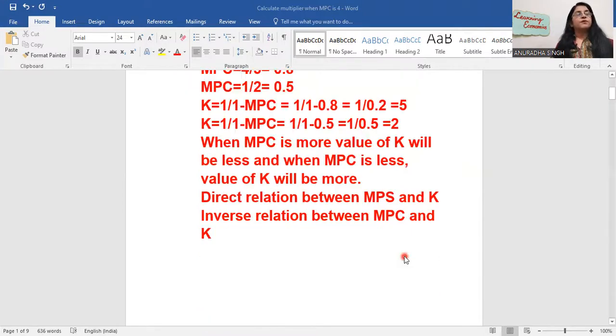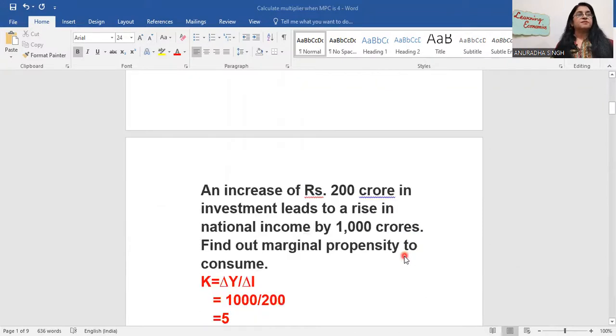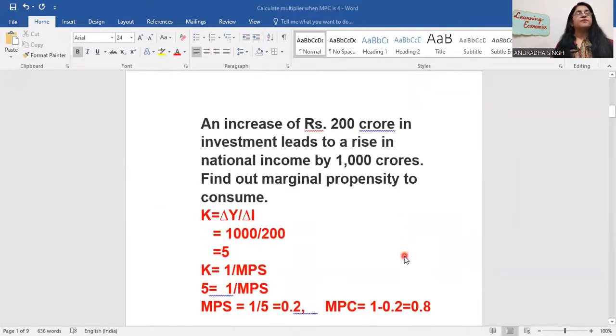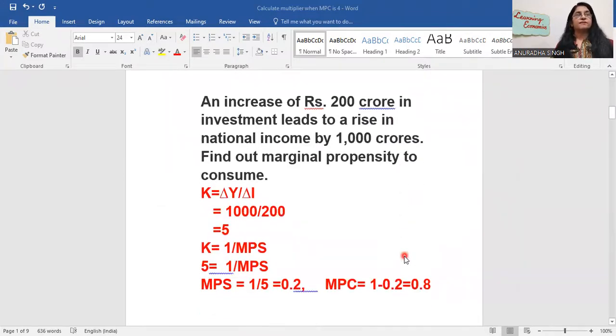So we'll be moving over to the next question. See, the next question says: an increase of rupees 200 crore in investment leads to a rise in national income by 1,000 crores. Find out the marginal propensity to consume. Now you will say, how are we going to find it? Because they have given the change in income, but they have not given us the change in saving. So how are we going to find marginal propensity to consume?